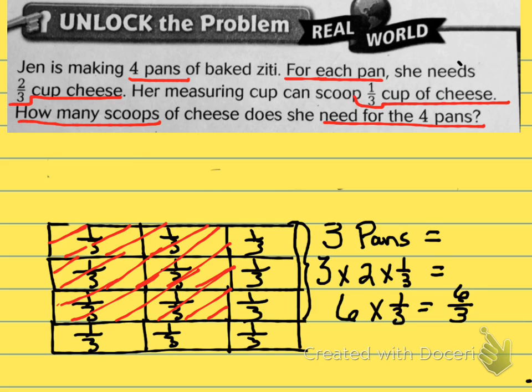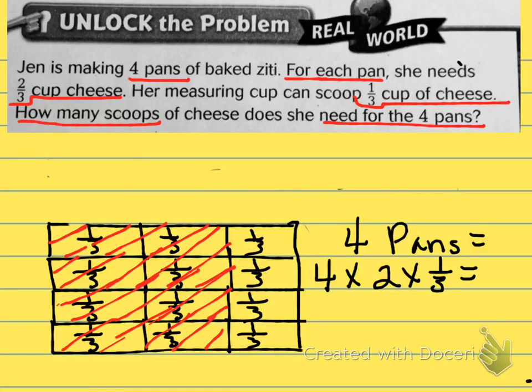Let's go ahead and add our 4th pan. All right, here's where we've added now 4 pans. When we add our 4th pan, our multiplication sentence now becomes 4 pans times 2 1/3 pieces per pan times our unit fraction of 1/3. So our multiplication sentence now becomes 8 times 1/3. 8 times 1/3 is 8/3. So, boys and girls, let's see if we can take what we've done here and create a number sentence.